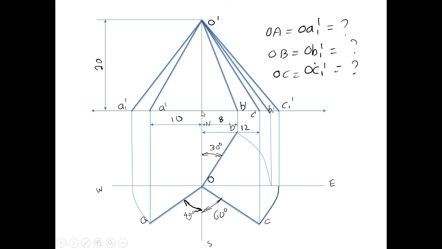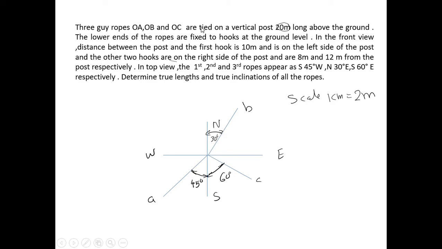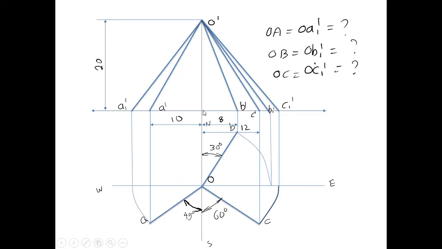So from here 5 centimeter towards left, you are marking the point A dash and drawing that O dash A dash. Then the second one is on the right side, at 8 meters, and the third at 12 meters. Second and third post hooks are at a distance of 8 meter and 12 meter from the post. So the second is from this point towards right 8 meter or 4 centimeter, and the third is towards right 12 meter or 6 centimeter.